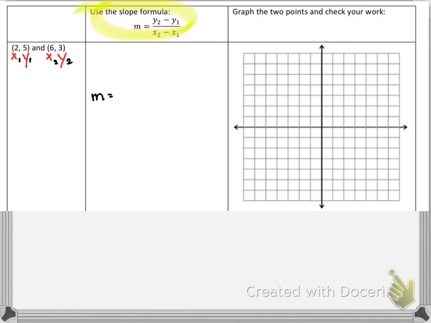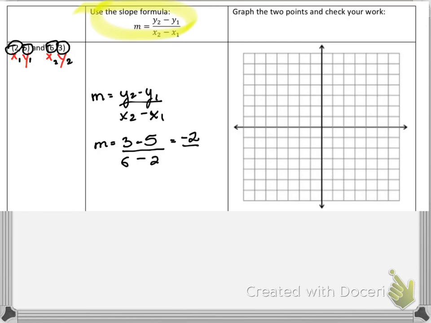So remember, we have y2 minus y1 over x2 minus x1. Well, what's y2? y2 is 3. So we plug in 3 for y2. What's y1? Well, y1 is 5. So we plug in 5 for y1. x2 is 6, and x1 is 2. So 3 minus 5 is negative 2, and 6 minus 2 is 4.